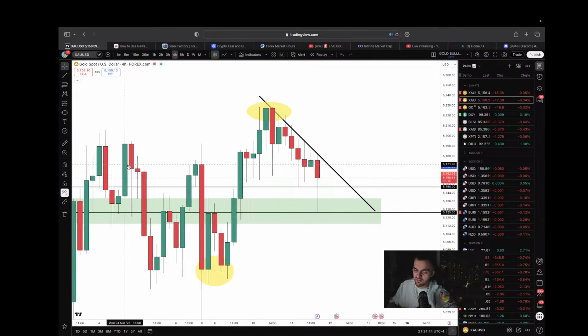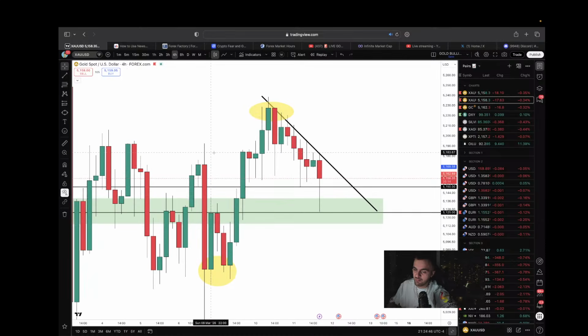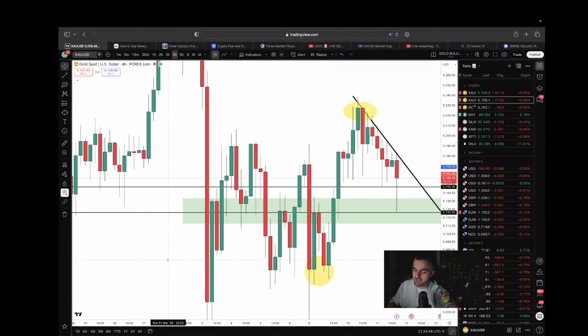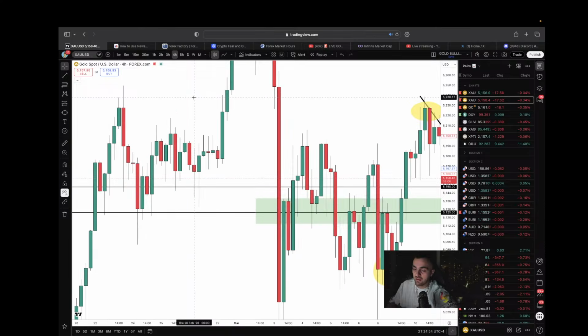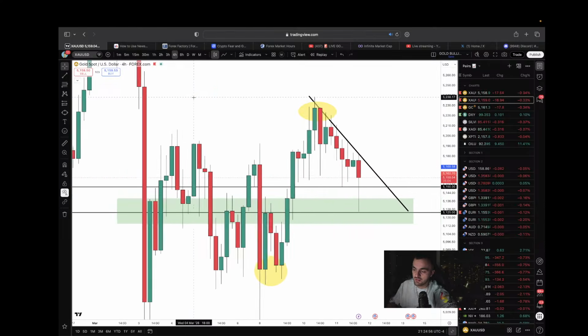Why do I say Thursday, Friday? Thursdays, Fridays tend to have that bullish setup. If you guys have noticed with gold, Thursdays going into Fridays tend to have that bullish move. So we're going Thursday into Friday.